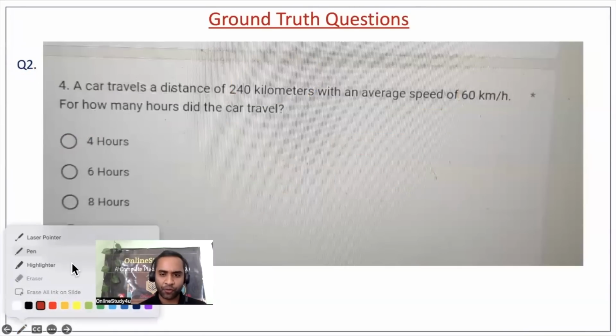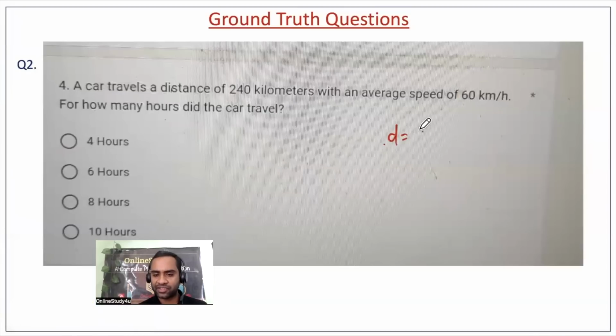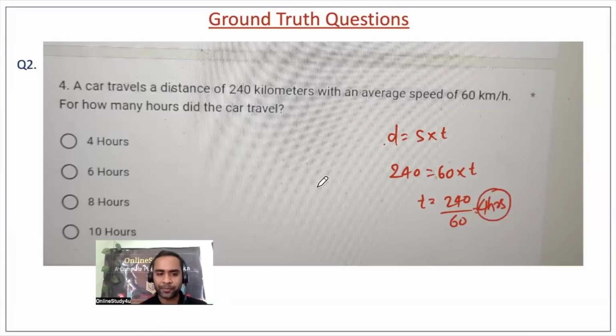Now many of you will use the formula. Distance is equal to speed into time. Distance is 240, speed is 60 into time. So time will be 240 by 60, that means 4 hours, right? So friends, it's up to you how you solve the questions in the examination, right? But I always try that we should not use formulas in the examination.